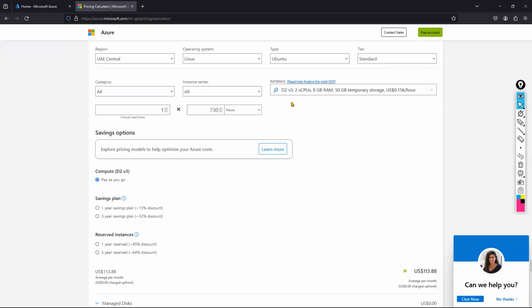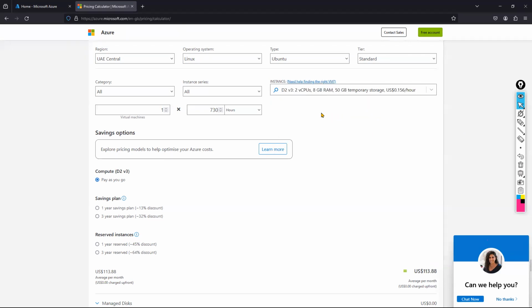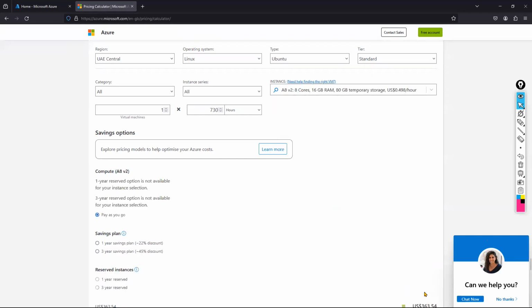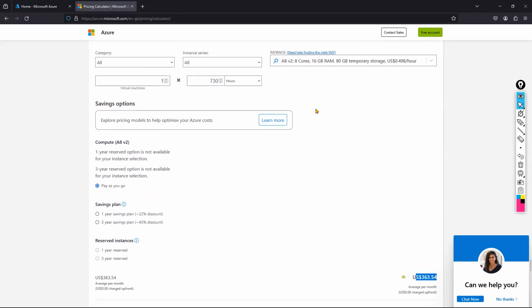Okay, and other factors you can see depend on the VM size. Suppose right now it's starting with 2 CPU and 8 GB RAM, 50 GB temporary storage, US dollars per hour 0.156. That is the D2 v3 series. But if I select some other VM size, accordingly that cost is going to vary. So based on VM size also, the cost is going to vary, guys. So there are a lot of factors. This is just the VM size, approximately 730 hours, and accordingly pay as you go.